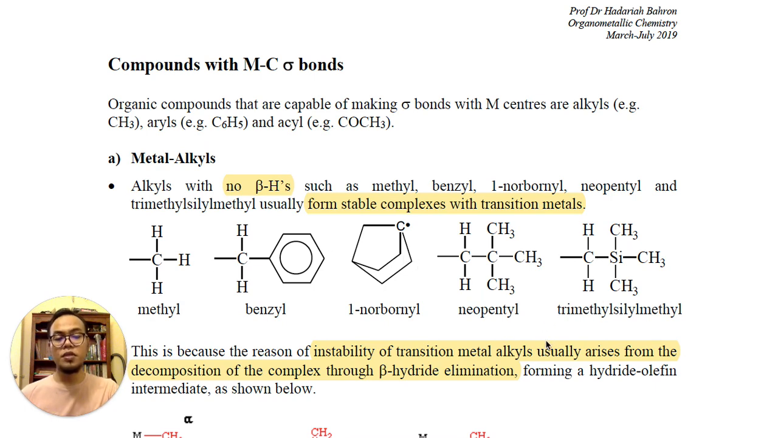Why don't we want any beta hydrogen? Because we want to form stable complexes with transition metals. If you have beta hydrogen, then it is very likely for the metal complex to undergo a process called beta hydride elimination. We do not want this to happen because this will form an unstable complex.